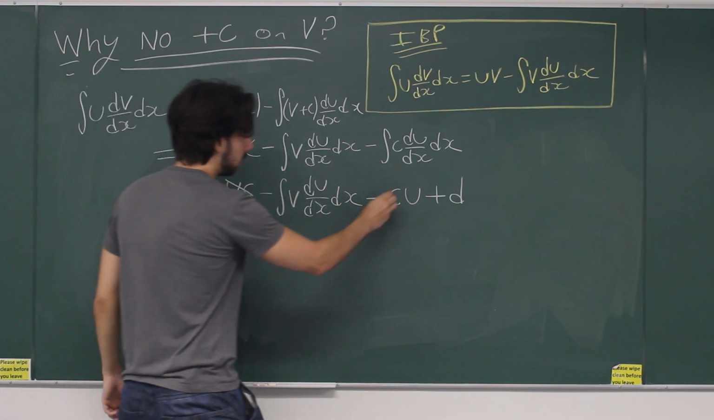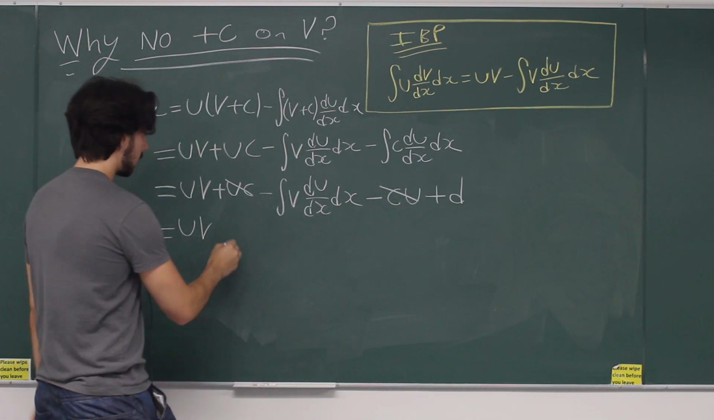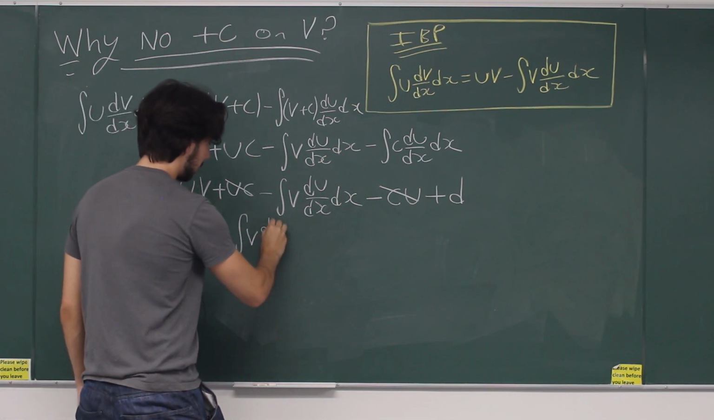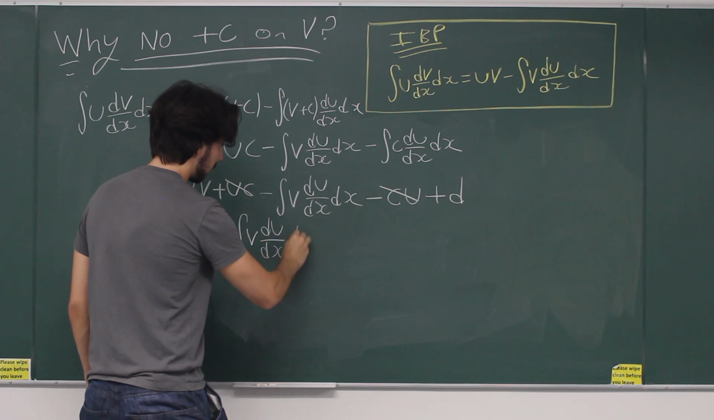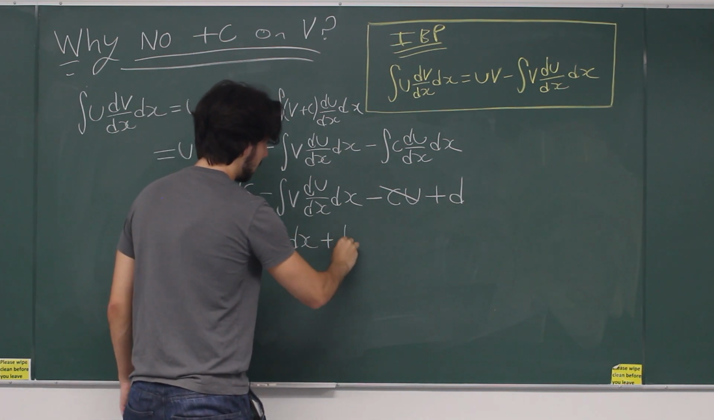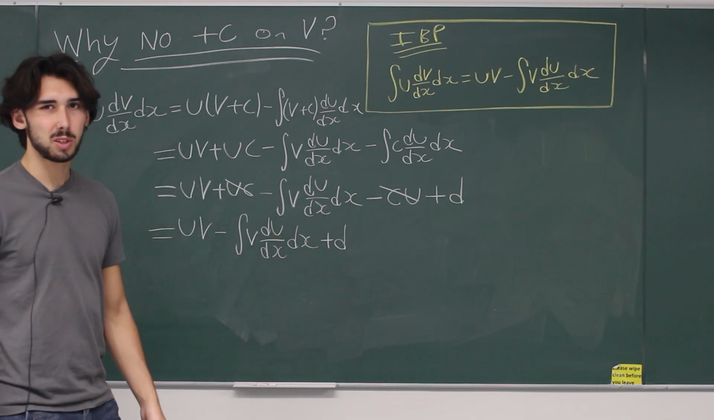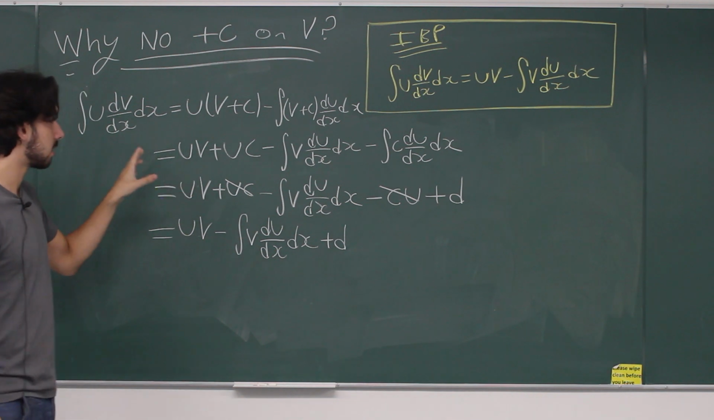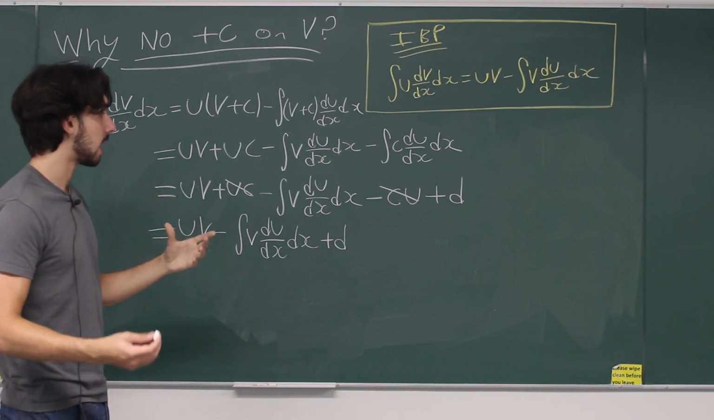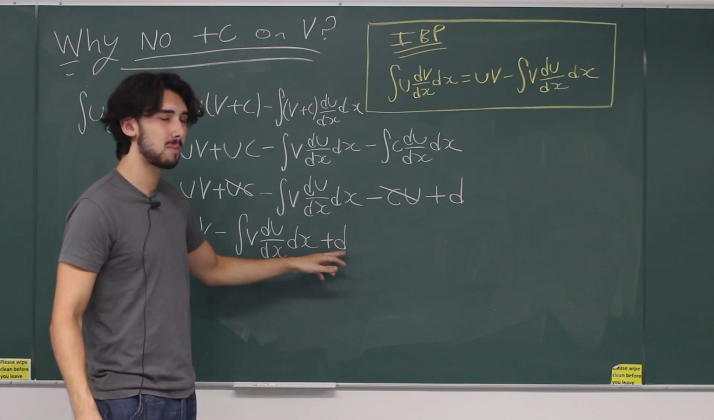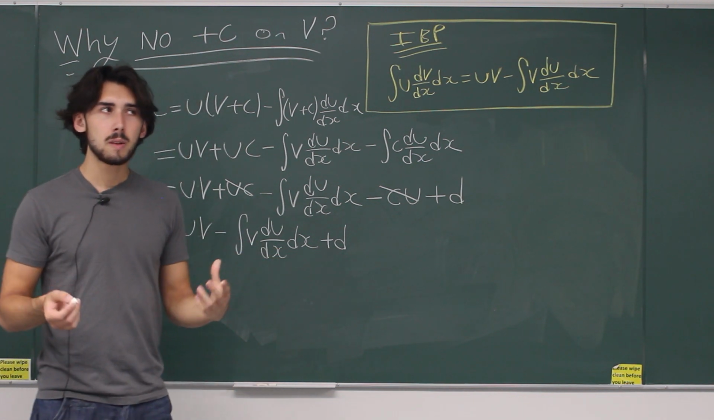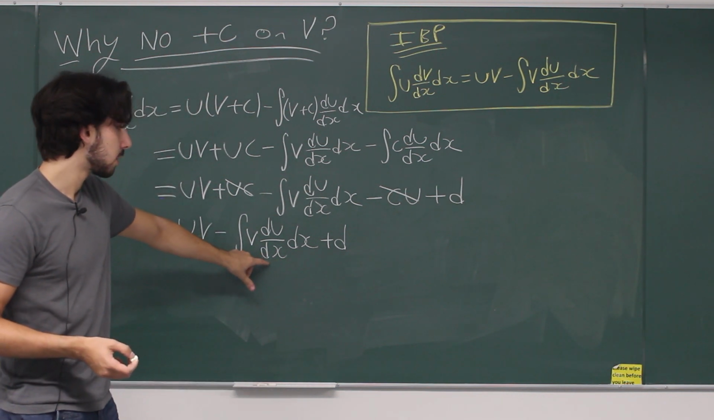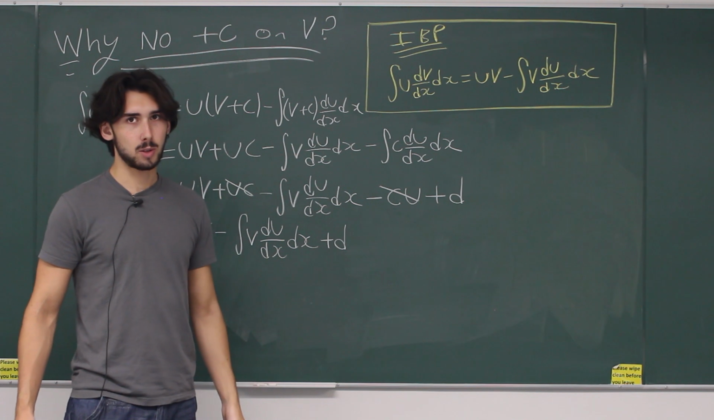So these cancel out. And what do we have, guys? We have uv minus the integral of v times du/dx with respect to x plus d, where d is some arbitrary constant of integration. And so what we have here is if you include a plus c in your v, you will get the exact same thing, and it's just going to differ by some arbitrary constant d. But it doesn't matter that it's differing by a constant, because when you integrate this, it will also have an arbitrary constant anyway.